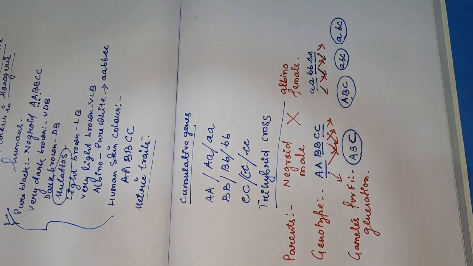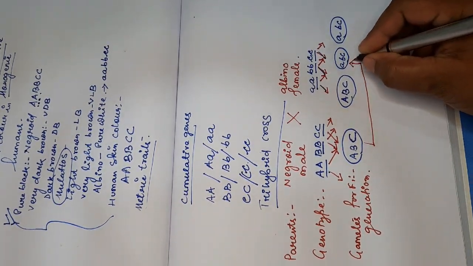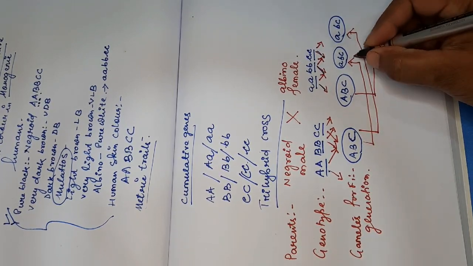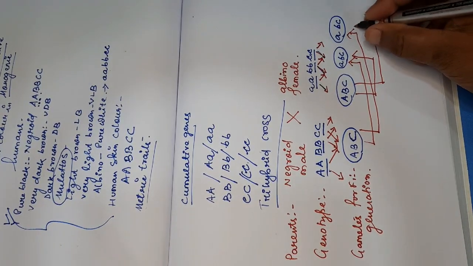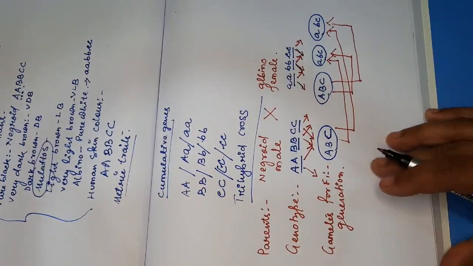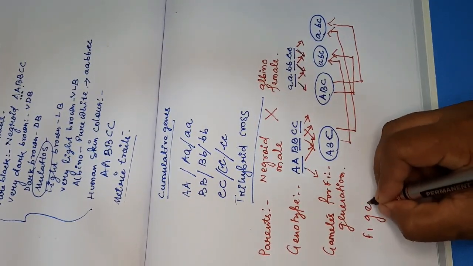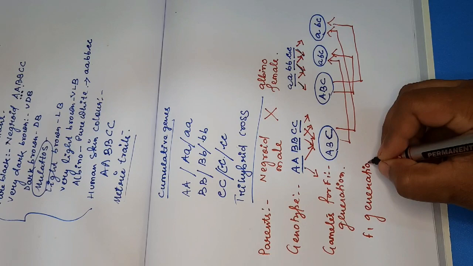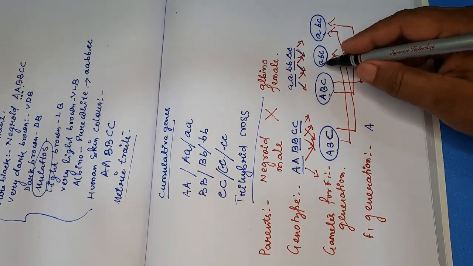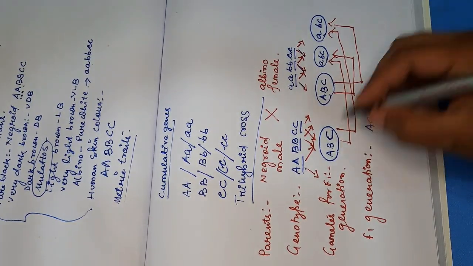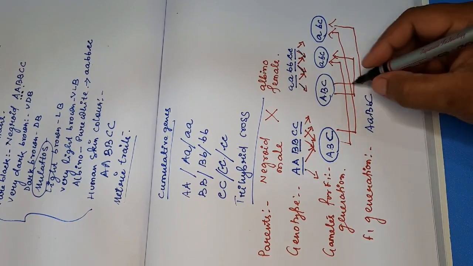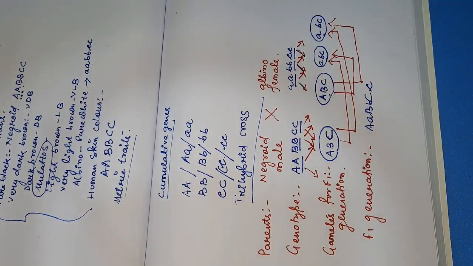So whether this sperm fertilizes this ovum, or this sperm fertilizes this ovum, or this sperm fertilizes this ovum, or this sperm fertilizes this ovum, the F1 generation will always have the expression of capital A from the sperm, small a from the ovum, capital B from the sperm, small b from the ovum, capital C from the sperm, small c from the ovum.